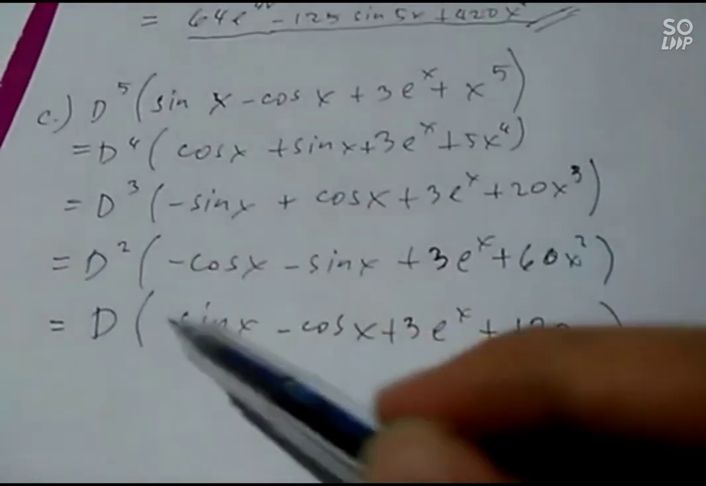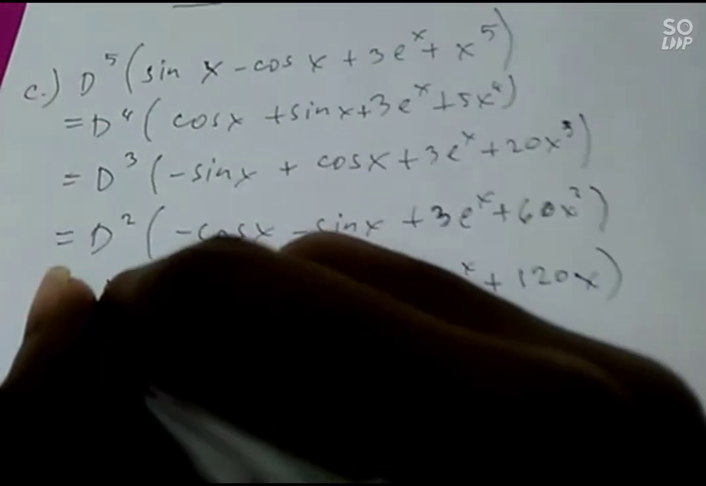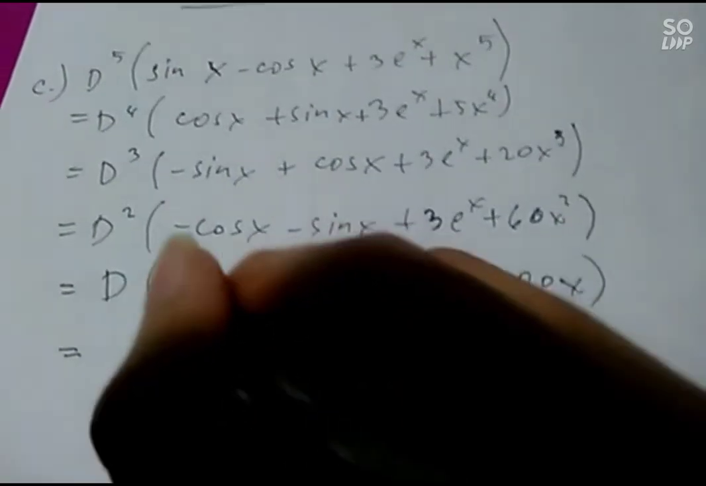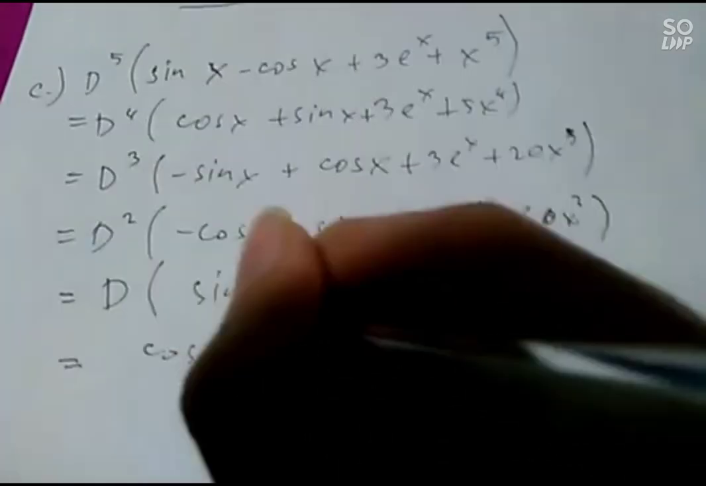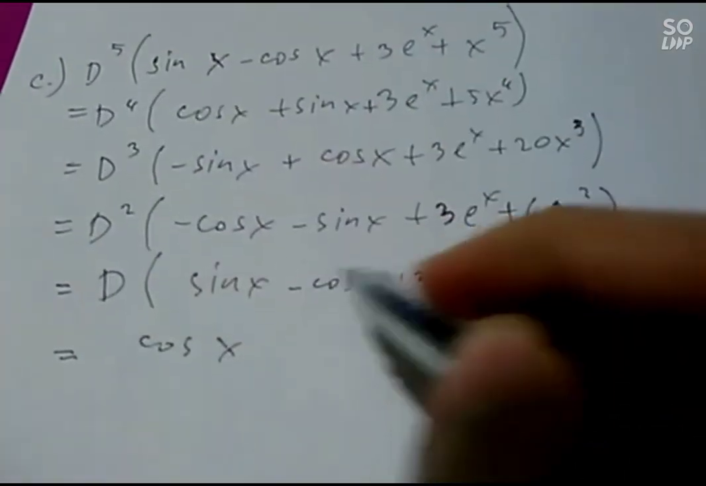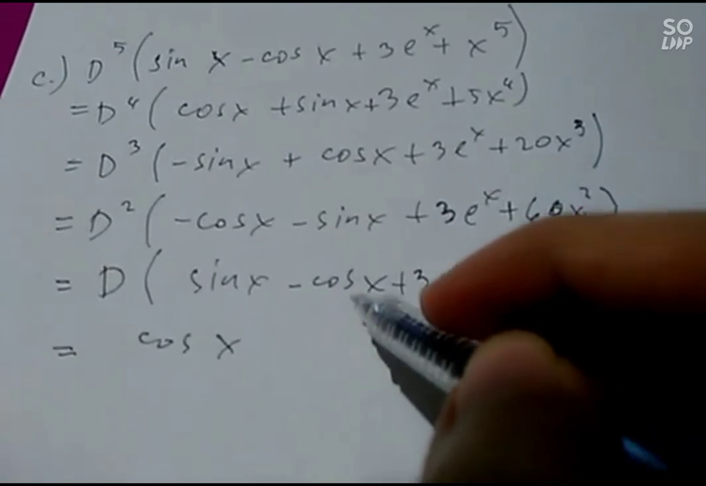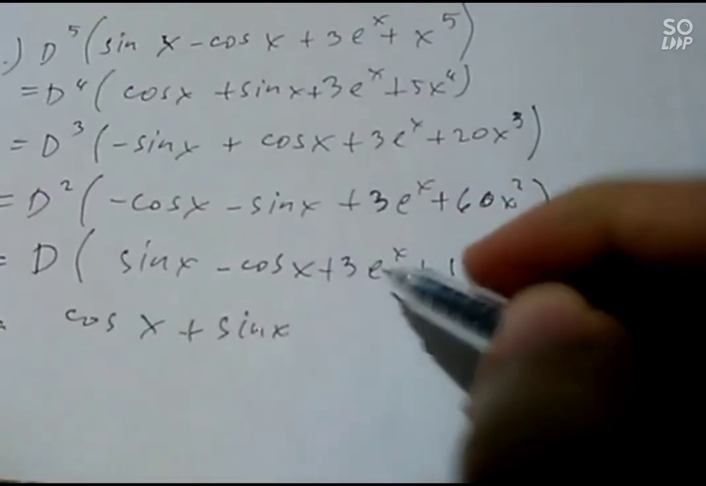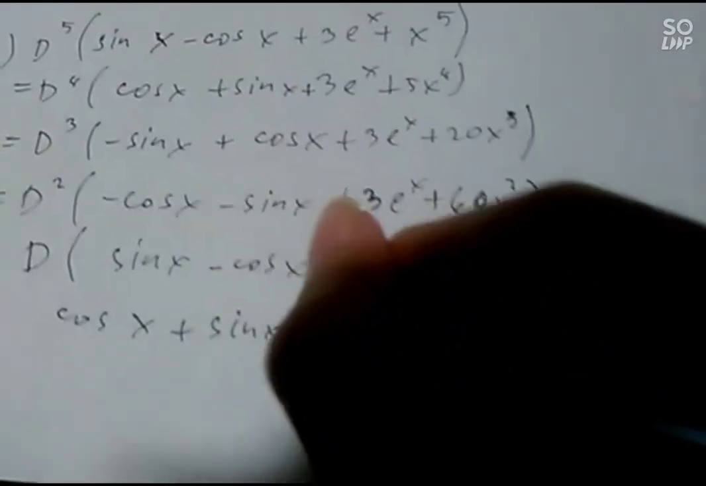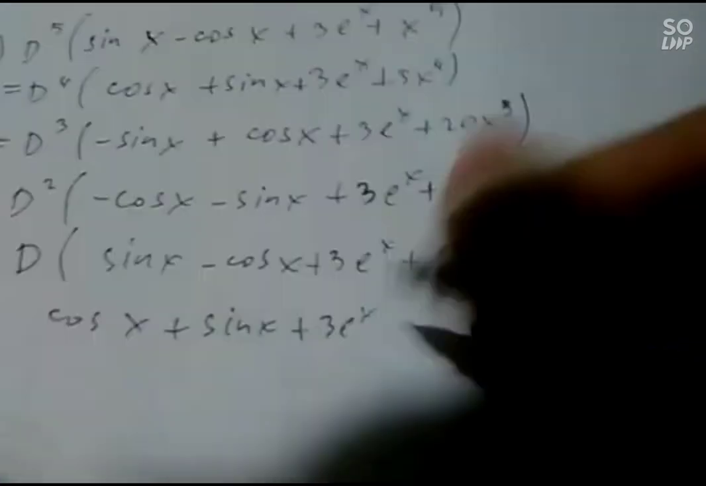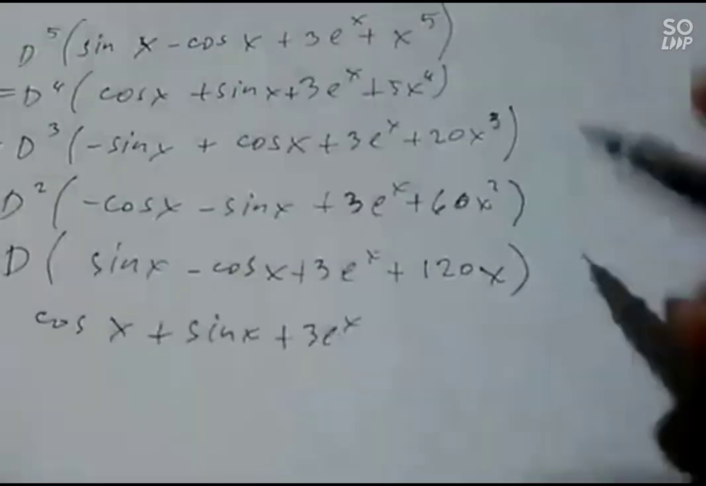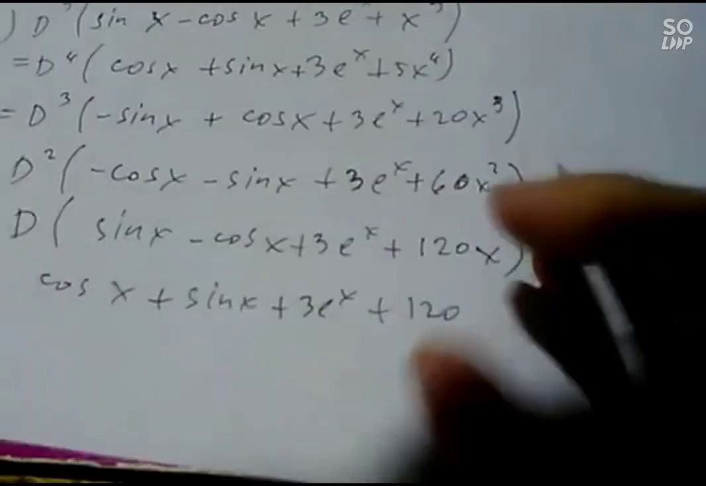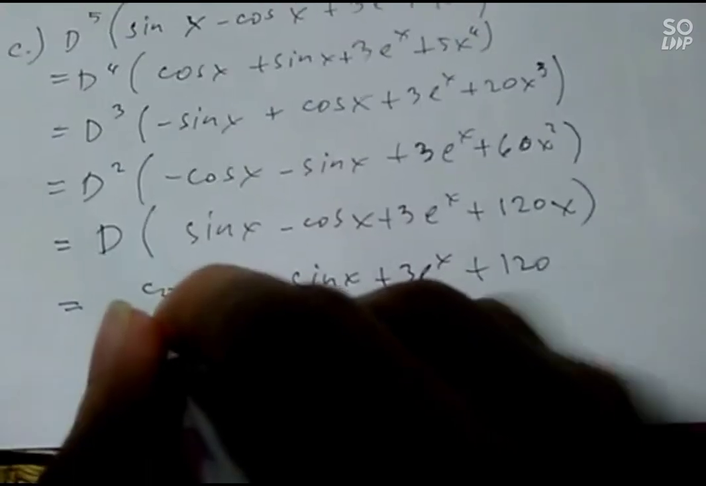Then now we have the last derivative. The derivative of sine of x equals cosine x. Then for the negative cosine x, it equals positive sine of x. Then for the 3e raised to x, it is also 3e raised to x. Then for the 120x, its derivative equals positive 120. So that's it. We finally solved it.